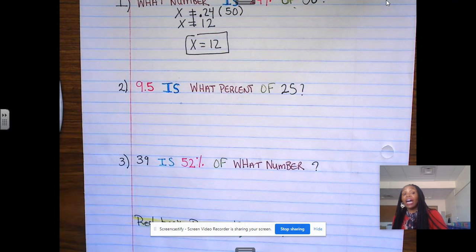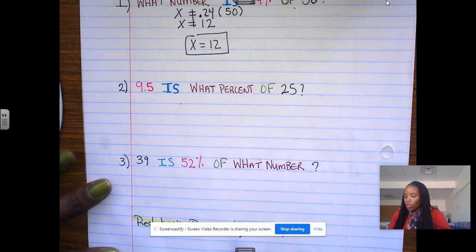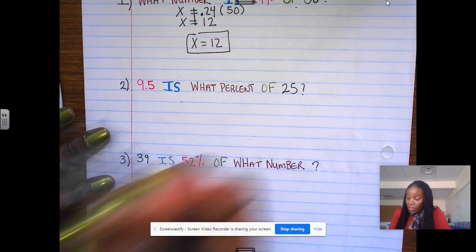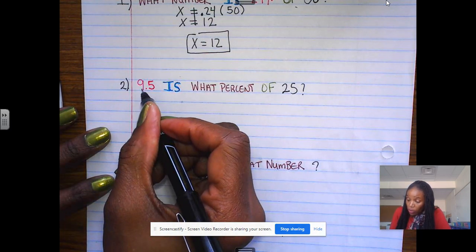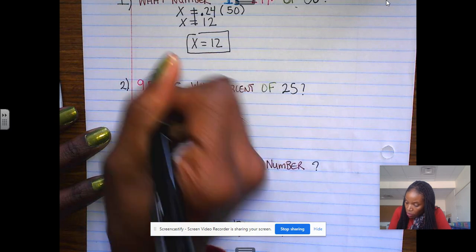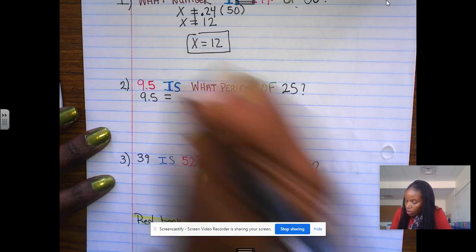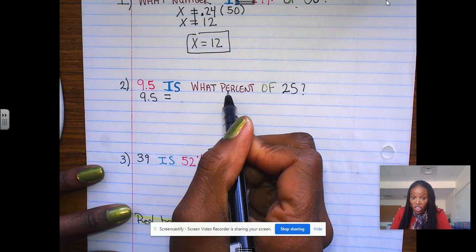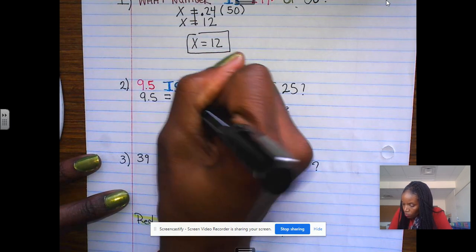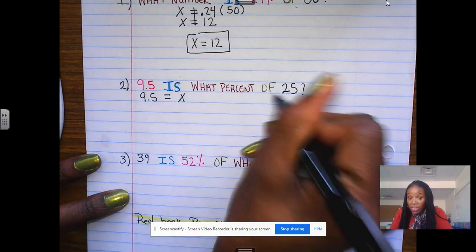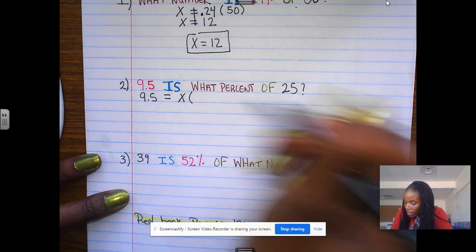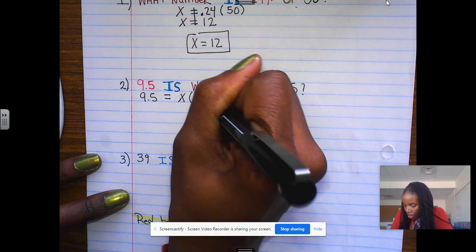Number 2 says 9.5 is what percent of 25? So we're trying to find the percent. But again, left to right. Write down 9.5. That's all you're doing here. So 9.5 "is" means equal. What percent is going to be your X? "Of" is the beginning of your parentheses, because that means multiply. 25 goes inside. Close it out.